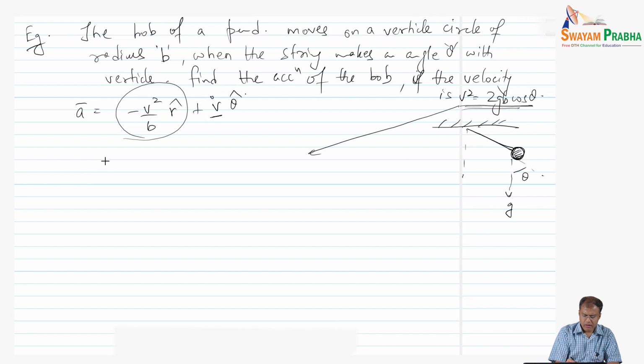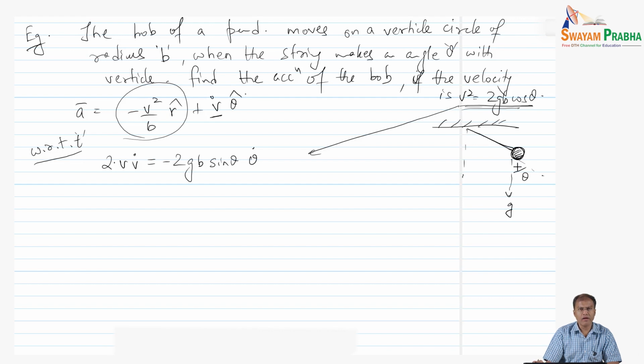We see that if we differentiate this v squared formula with respect to t, we get that this is 2v v dot, equal to 2gb sine theta with a minus sign times theta dot. Okay. So what have we got?